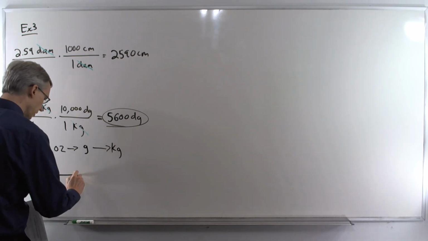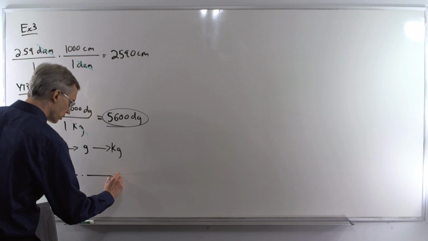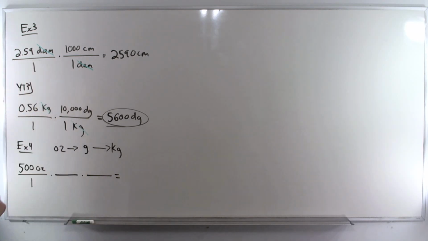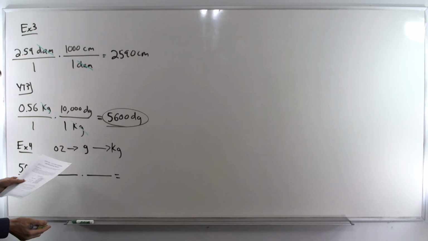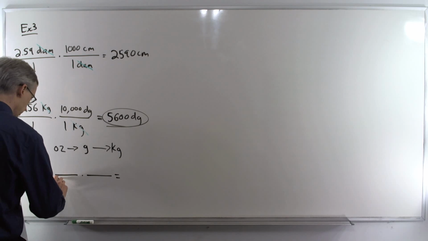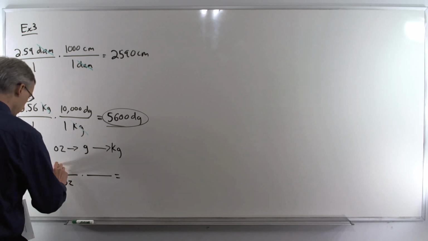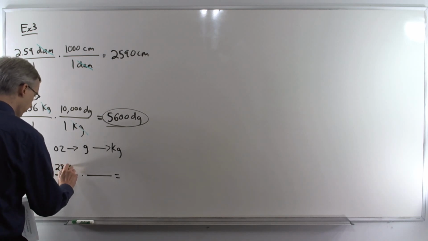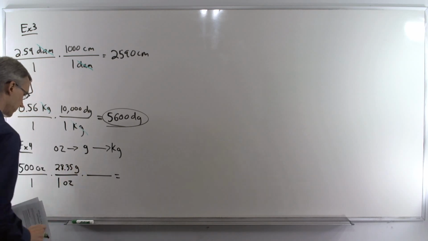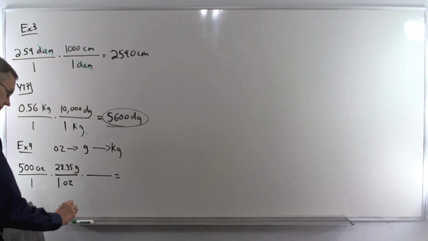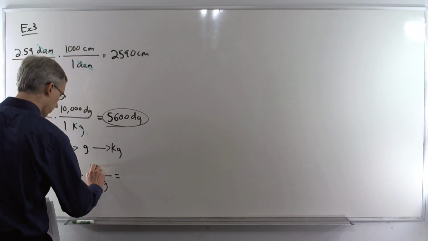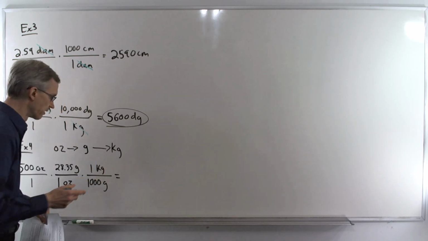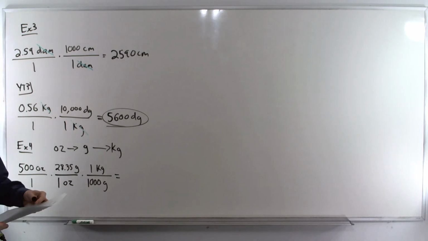So that means we're going to need to do 2 multiplications. We need 2 extra fractions. First fraction goes from ounces to grams, so 1 ounce goes on the bottom, 28.35 grams on top. Now we need to go from grams to kilograms, and there are 1,000 grams in 1 kilogram. These are 3 steps from kilograms to grams.